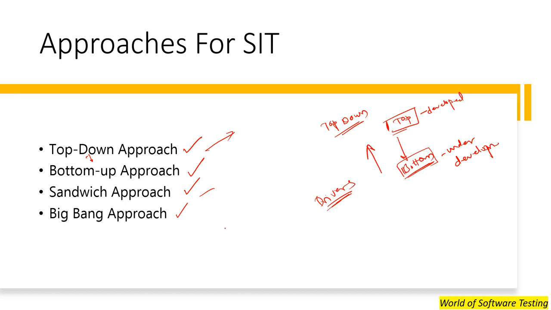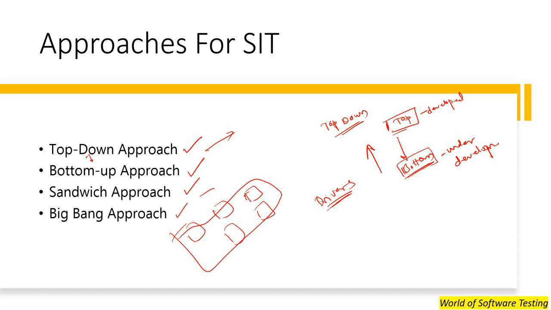The next is the Big Bang approach. Big Bang testing is an integration testing approach in which all the components or modules are integrated together at once and then tested as a unit. So it does not include integrating the modules one by one. Let's say we have 5 modules: module 1, module 2, module 3, module 4 and module 5. These are completely combined as one and then tested as a whole. This is the Big Bang approach.